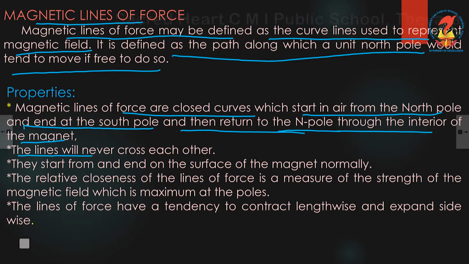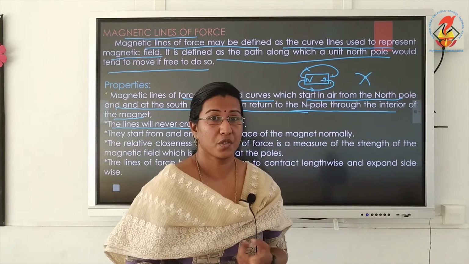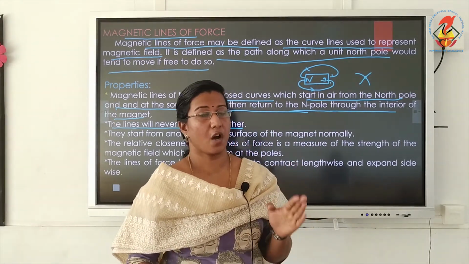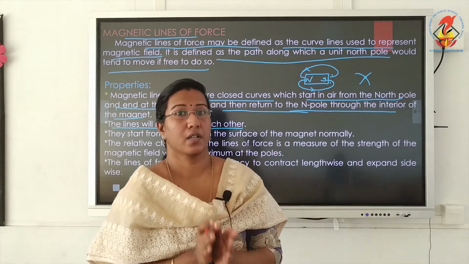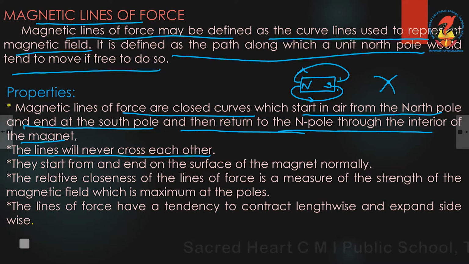Second point, the lines will never cross each other. So imagine this is our magnet, this is a field line. No two field lines will cross each other. Why? If they are crossing each other like this, and if you keep a magnetic compass, then definitely the compass should show two directions, which is not possible in the case of magnetism, which means no two field lines will ever cross each other.